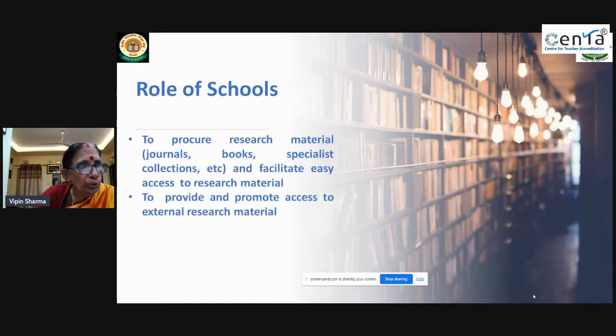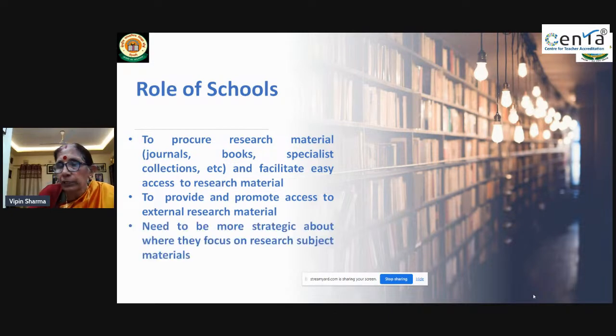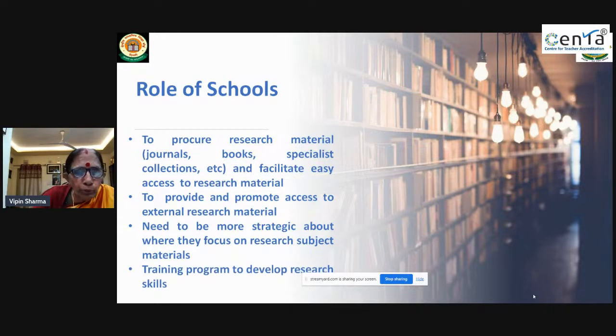Role of schools to procure research material, to provide and promote access to external research, need to be more strategic about where they focus on research subject materials. It is important. Training program to develop research skills. As I said, we cannot say we'll do PhD afterward. That is a different issue. A higher idea of research is how the seeds of research can be sown in the mind of children. That is the essence of the training program.